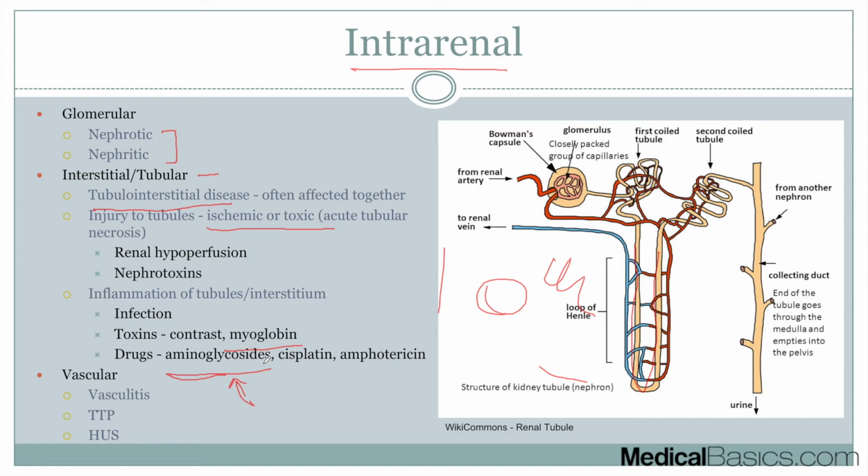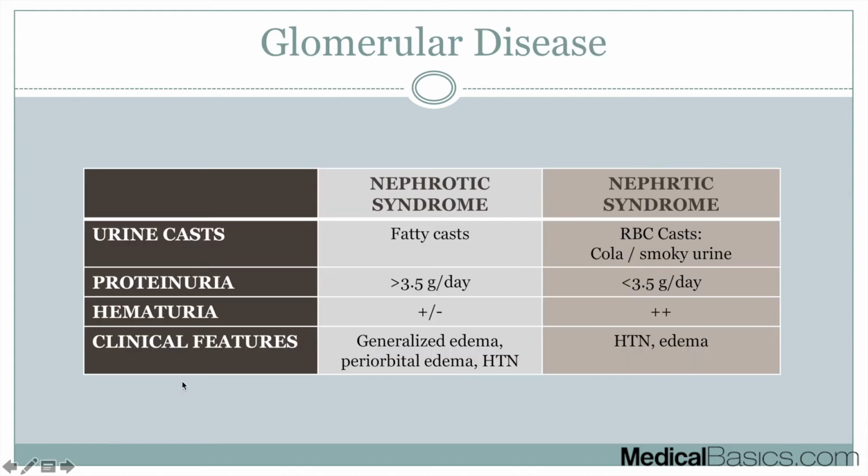You can think of plenty of different types of nephrotoxic drugs that aren't listed here. And there's different types of vascular causes as well. So to supply all this tubular network and to supply the kidney as a whole, you can have vasculitis either to the greater arteries or the arterioles, as well as TTP and HUS and all the different types of vasculitides as well.